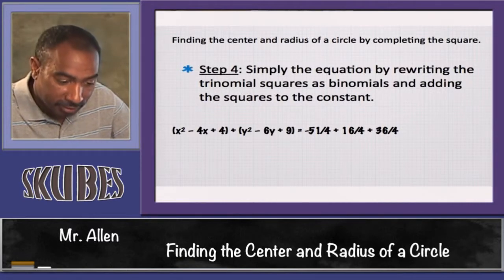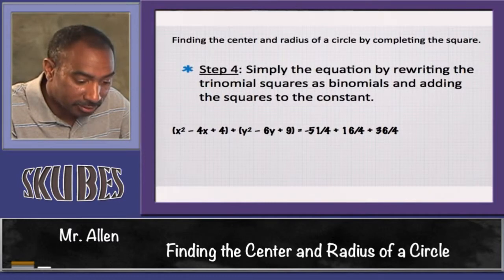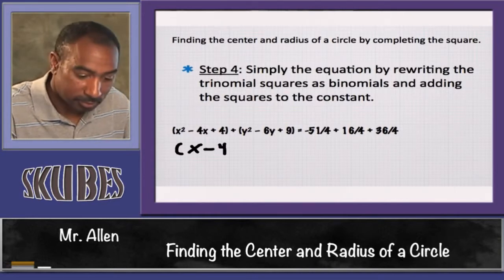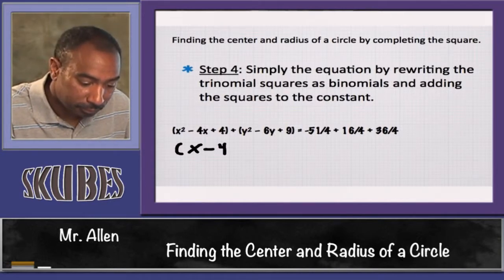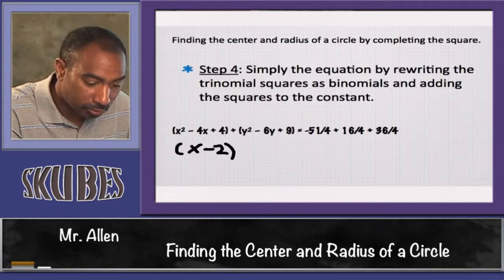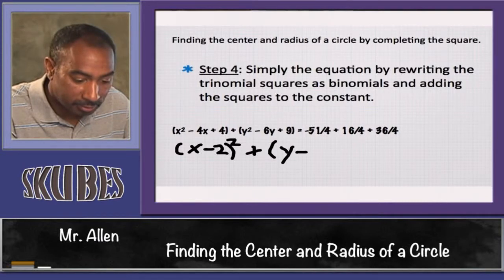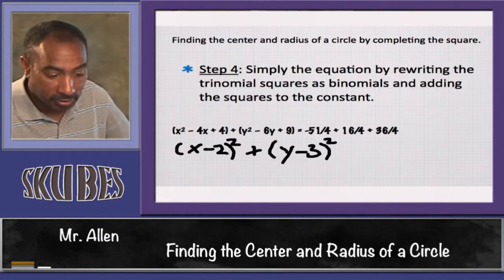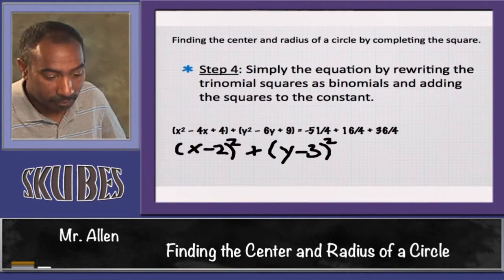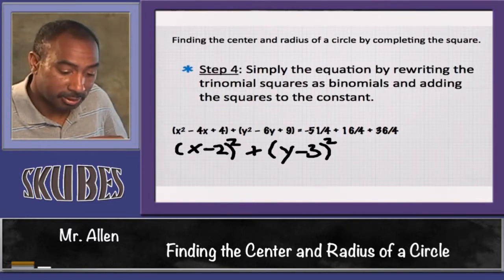So I have x squared minus 4x plus 4. So now I can write that as x minus 4. Sorry, x minus 2, squared, plus y minus 3 squared. Because I know if I square that, I get x squared minus 4x plus 4 back. And similarly, if I square y minus 3, I get y squared minus 6y plus 9.